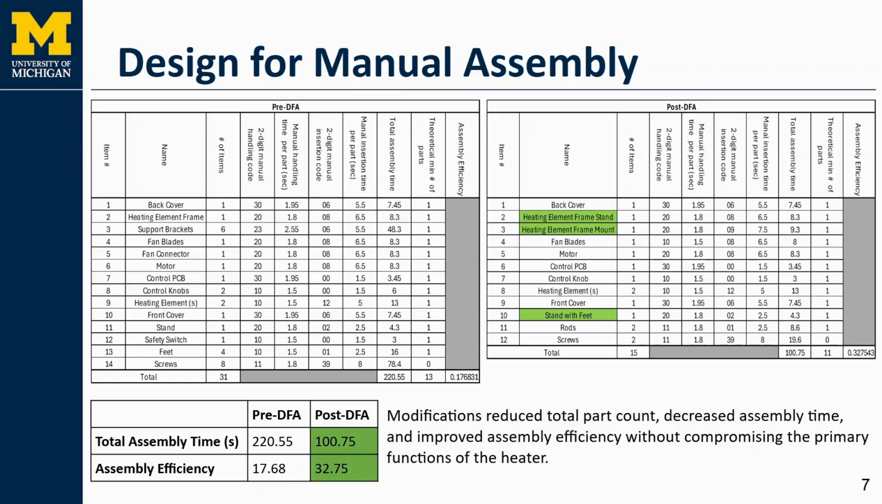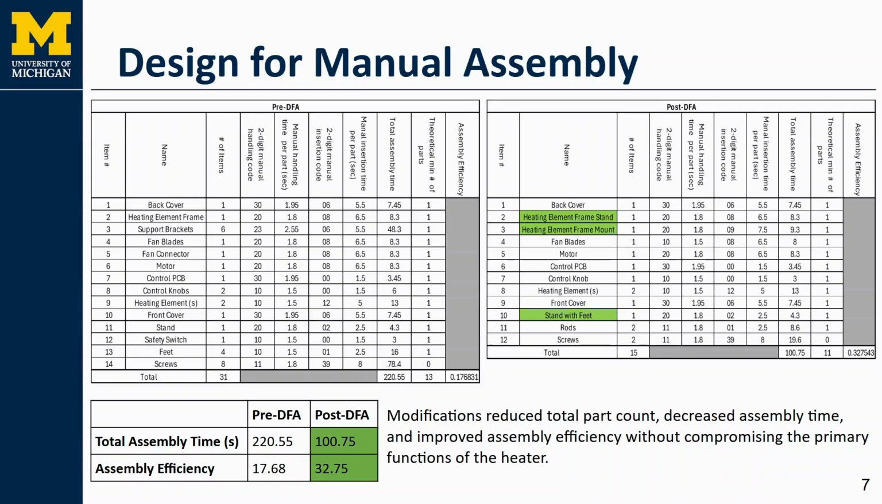When we assessed the pre-DFA manual assembly process, the large number of parts and screws contributed to a high assembly time of 220 seconds and a low design efficiency of 17%. Changes to the heating element frame assembly and the stand assembly reduced the manual assembly time significantly.